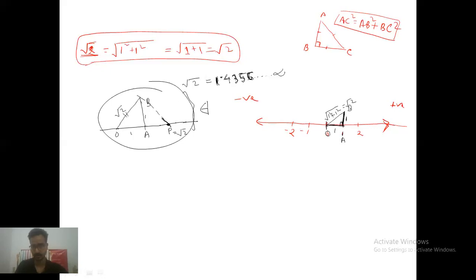So you have to take O as the center and OB as the radius, and draw an arc. This arc must be a dotted line. So this arc will cut at, suppose, this point. So this point P will denote root 2. Okay, so this is the process of how you can plot an irrational number. Okay, so let me draw again.